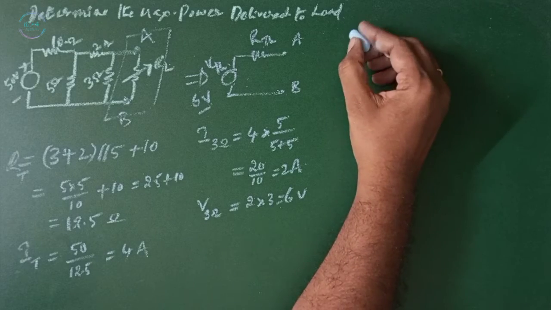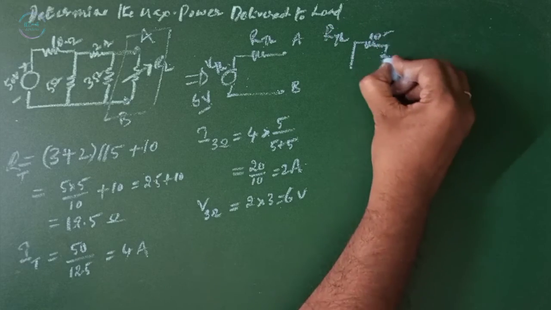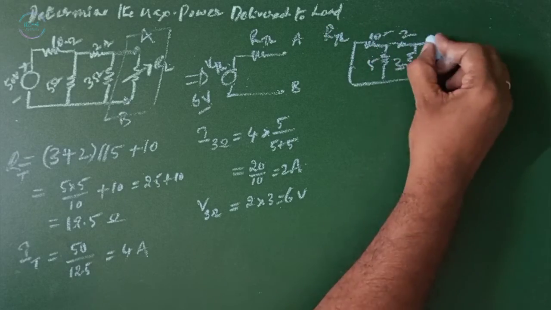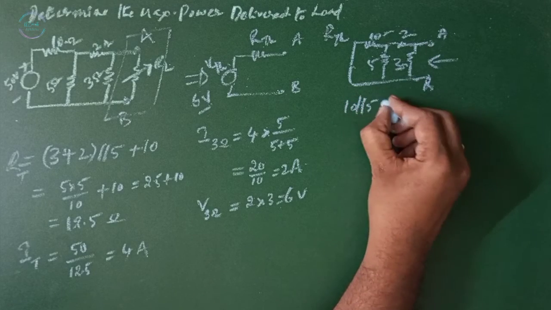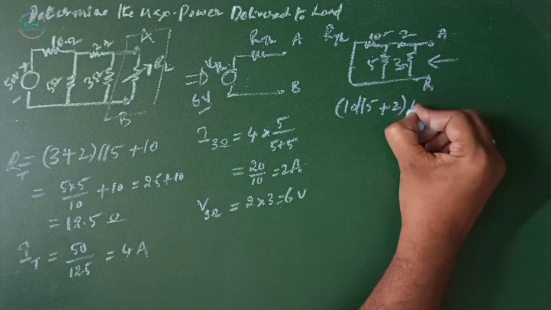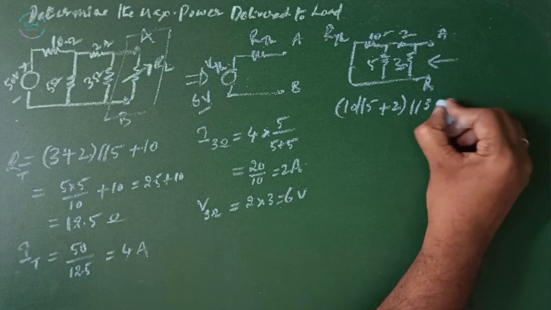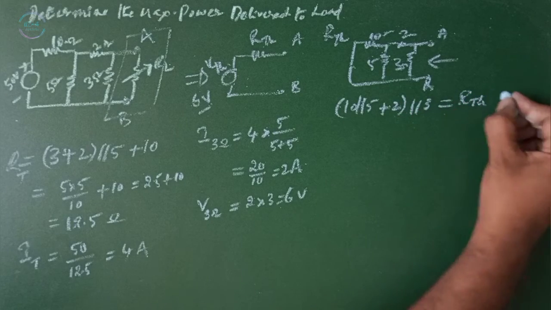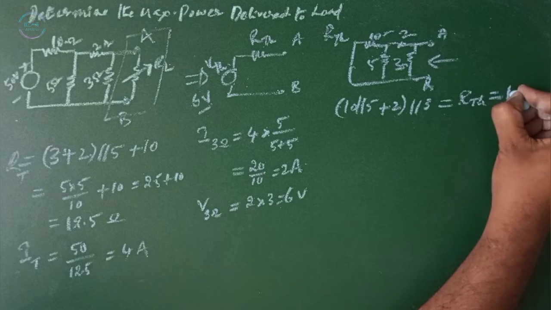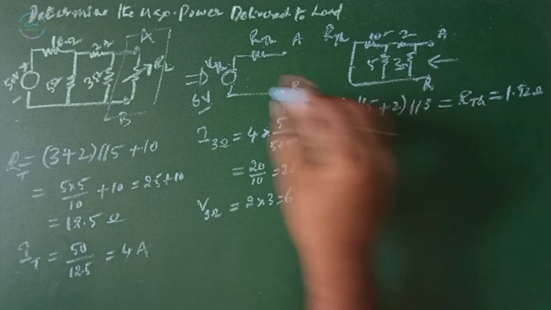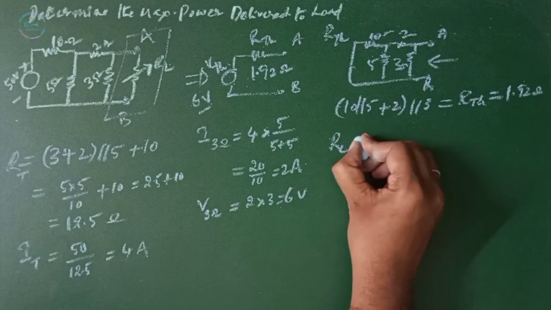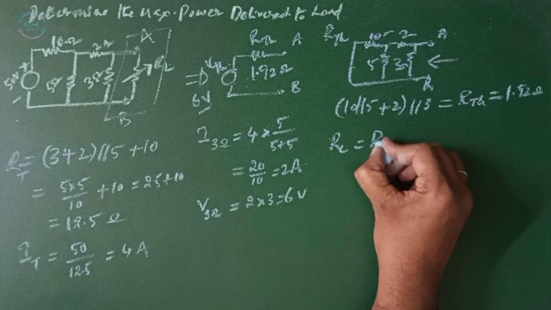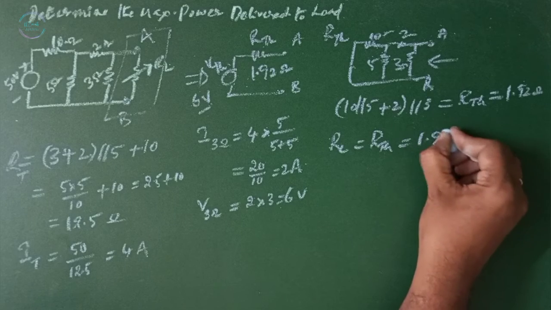Now finding RTH. From this, 10 in parallel with 5 plus 2, and this is in parallel with 3, which is RTH. If you find this, you are going to get 1.92 ohms. So RTH is 1.92 ohms. Load resistance is also equal to the RTH or the source resistance, that is 1.92 ohms.